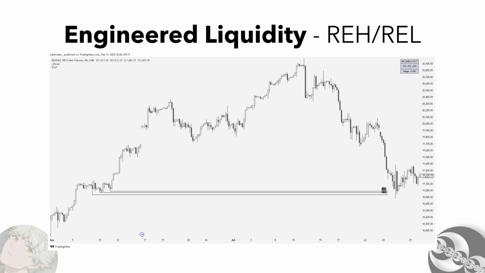One of them is to engineer liquidity. And by doing this, the market is manipulating and taking out all the participants on the wrong side and setting up for a strong reversal move.